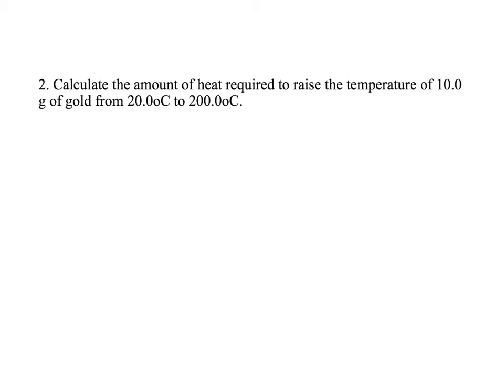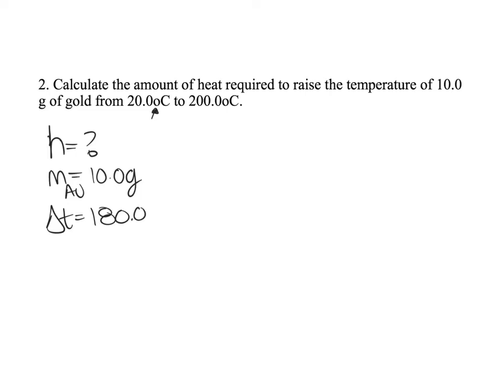Calculate the amount of heat required to raise the temperature of 10 grams of gold from 20 degrees Celsius to 200 degrees. I think this is actually supposed to be a degree symbol. So calculate the amount of heat, and it has a mass of gold and a temperature change of 180, by doing 200 minus 20. Again, it can only be H equals nH or H equals mc delta T, so because it has a temperature change, it's going to have to be this one.